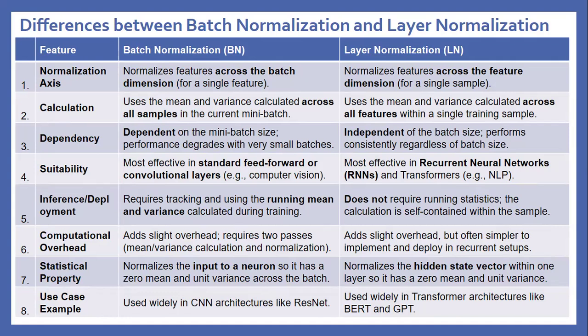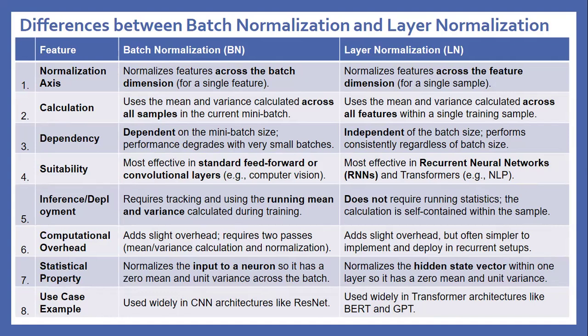Batch size dependency: batch normalization depends on the mini batch size. Performance degrades with very small batches. Layer normalization is independent of batch size and performs consistently regardless of batch size. Suitability: batch normalization is most effective in standard feed forward or convolutional layers, for example computer vision. Layer normalization is most effective in recurrent neural networks (RNN) and transformers, for example NLP.